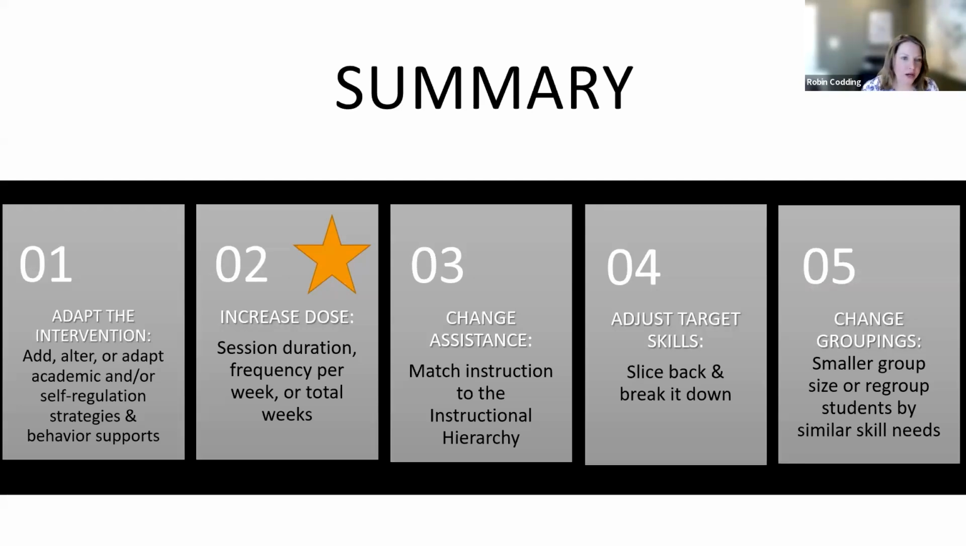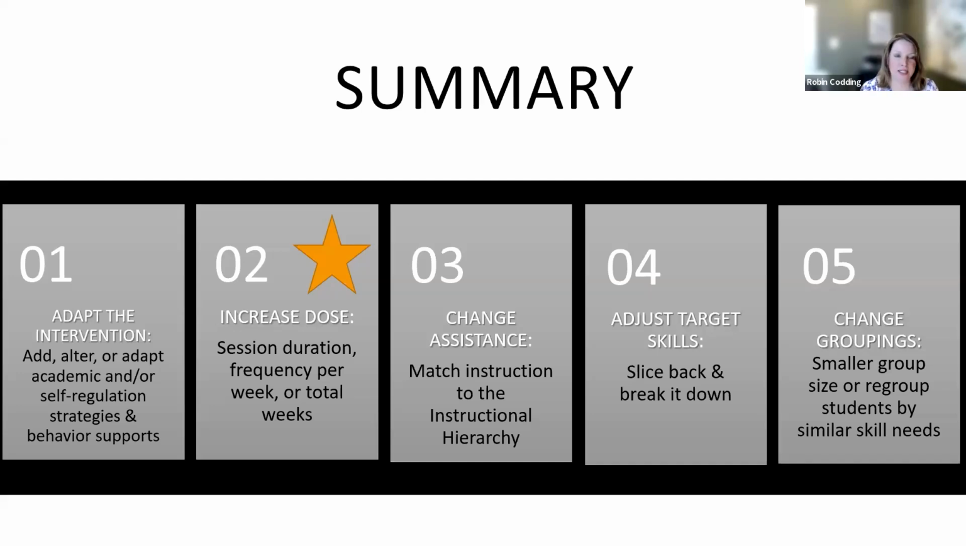I have a star here on increasing dose because one of the thoughts that you might consider is starting with a really high dose of intervention for the students that are struggling the most and not being responsive. So thinking about delivering the intervention program daily for at least 30 minutes might be a good way to go. And then you've removed that as a potential reason for students not making progress. And that leaves you with 4 options for intensification following that.